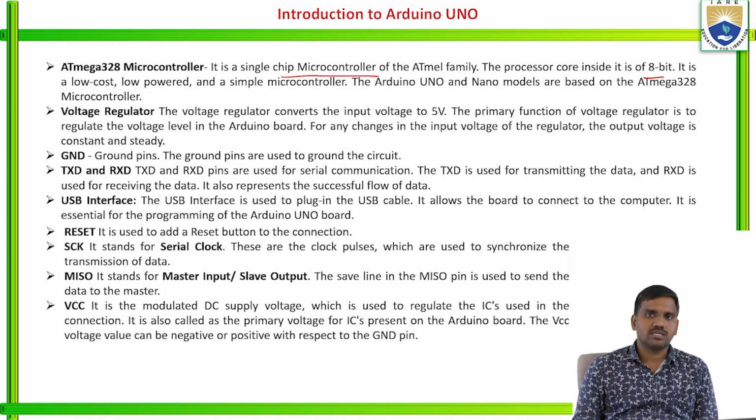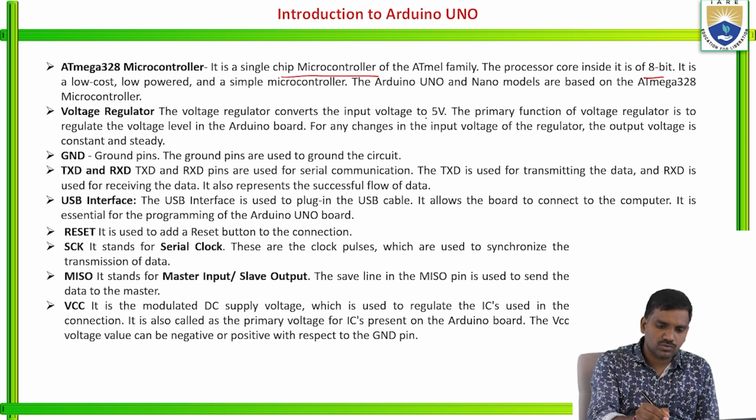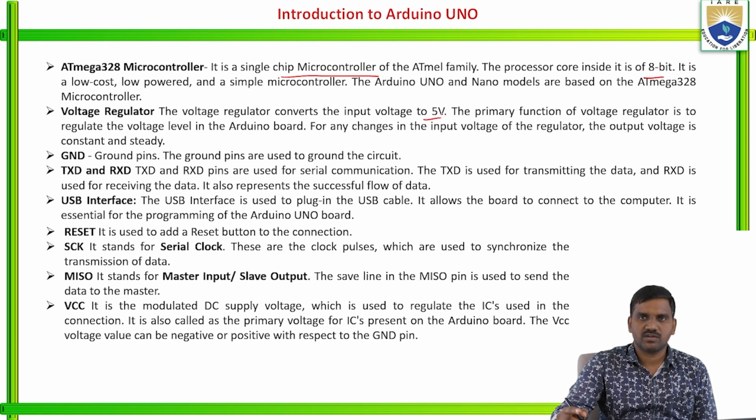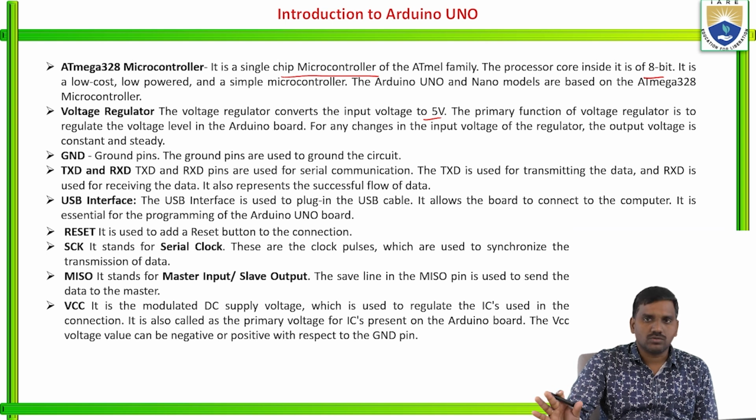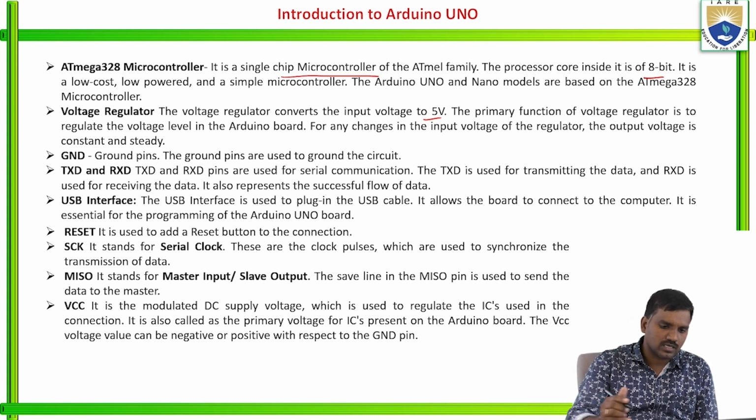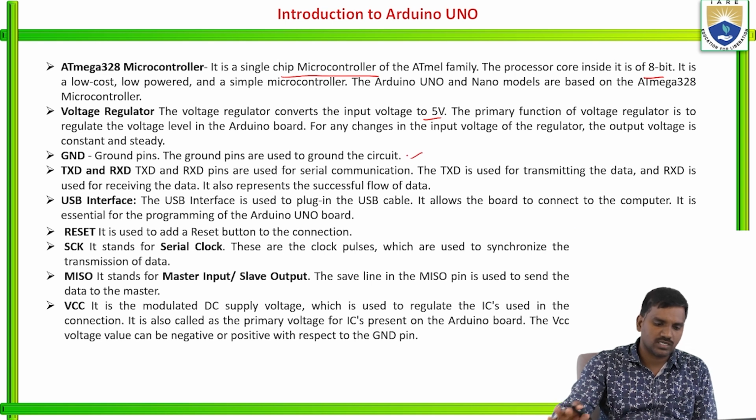The second one, voltage regulator. In order to prevent power fluctuation of input and output power, we use a voltage regulator. Here the input voltage is 5 volts. The primary function of the voltage regulator is to regulate voltage levels within the Arduino board. Ground: the circuit compulsorily has a ground pin. The ground pins are used to ground the circuit.